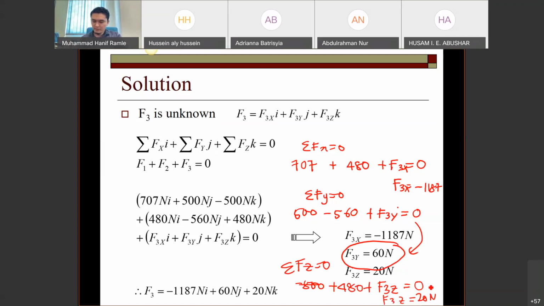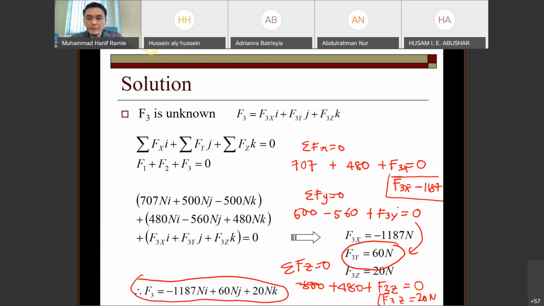Once you have these values, you have to put them into the equation to represent the IGK form. Finally, this is your answer for F3. Okay, so far so good, is it?